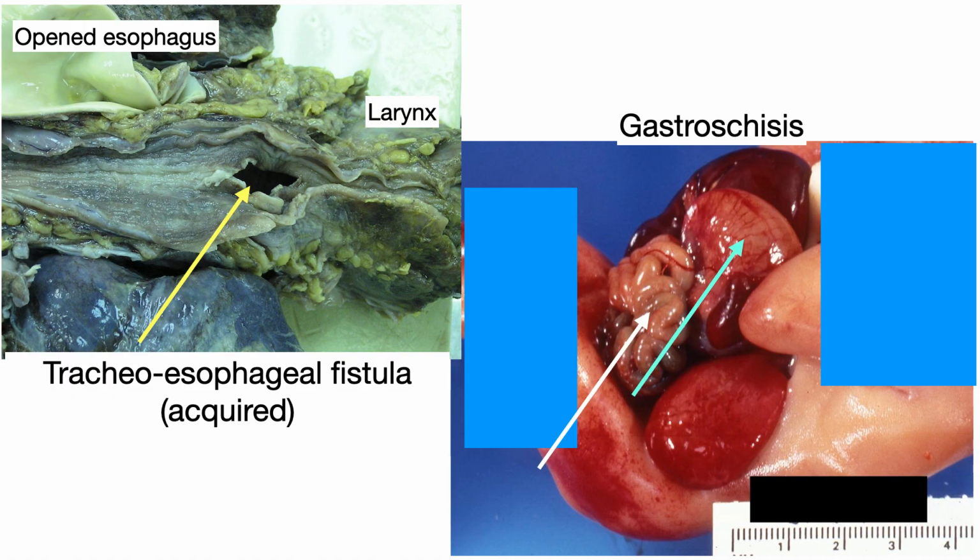So inflammation tends to stick stuff together and then can cause a defect in the wall, and you get connections that way. To the right of it, this is gastroschisis.